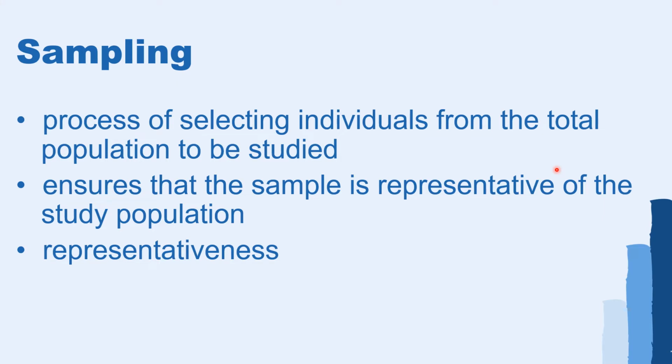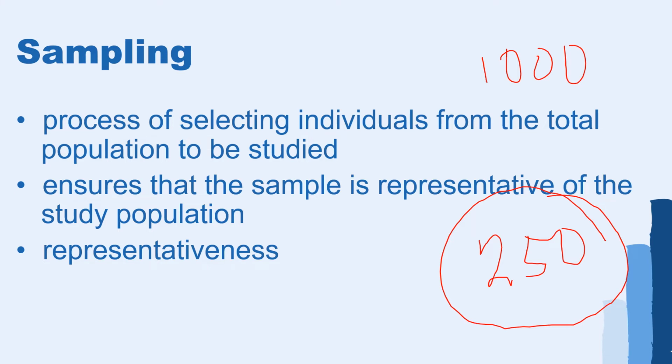Sampling is the process of selecting the individual from the total population to be studied. With my example earlier, if you have a population of 1,000 and you will only be getting 250, how you choose 250 from 1,000 is sampling. How you choose the members of the sample from the 1,000, which is the population, is your sampling.